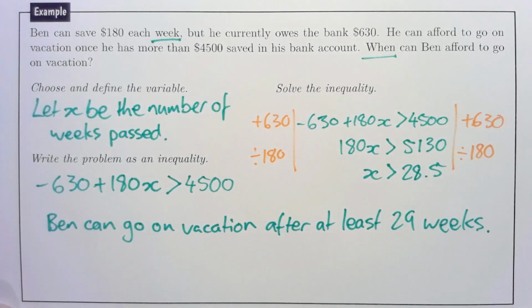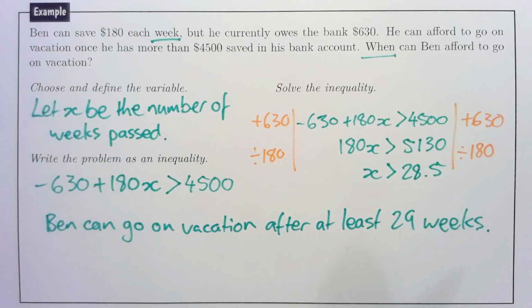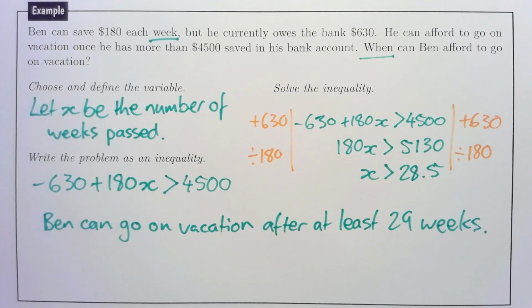Now, hopefully you can see why an inequality is more useful here than an equation. If it was an equation, we would be suggesting that there was only one point in time that Ben could go on his vacation. But because of an inequality, it shows that Ben can go on vacation at any point after the 29 weeks, not just at 29 weeks itself.